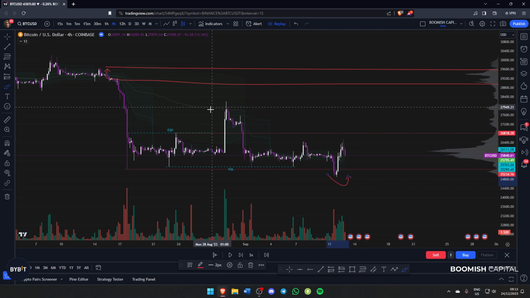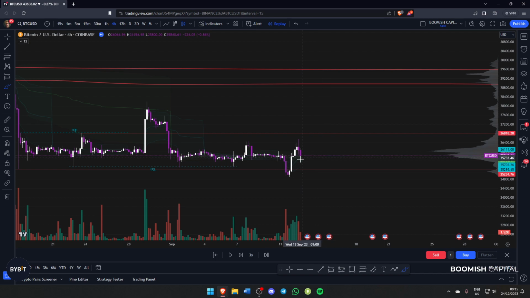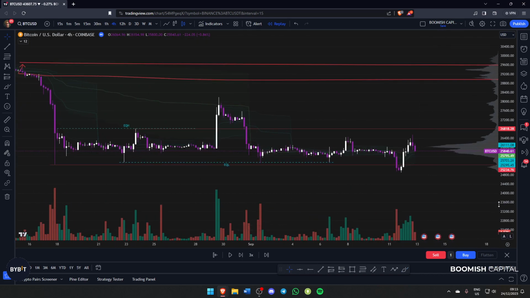Now that this is a sweep and this is a sweep, what you want to look for, in my opinion, is a reversal on an accumulation range. That's how I would see it. That's how I would define it. And then you want to look for whatever your conditions may be to start finding a long.